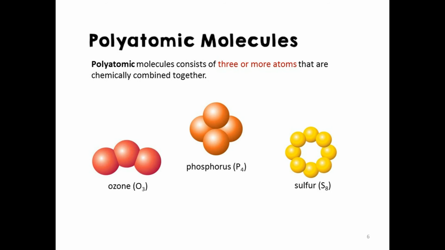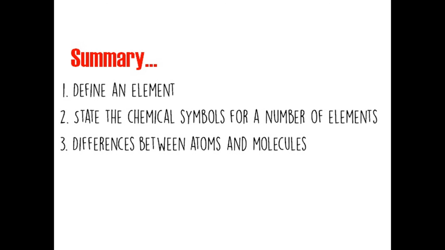Lastly, let us look at polyatomic molecules. Polyatomic molecules consist of 3 or more atoms that are chemically combined together. The common examples are ozone, phosphorus, and sulfur. To sum up, you have learned to define an element, state the chemical symbols for a number of elements, and the differences between atoms and molecules.